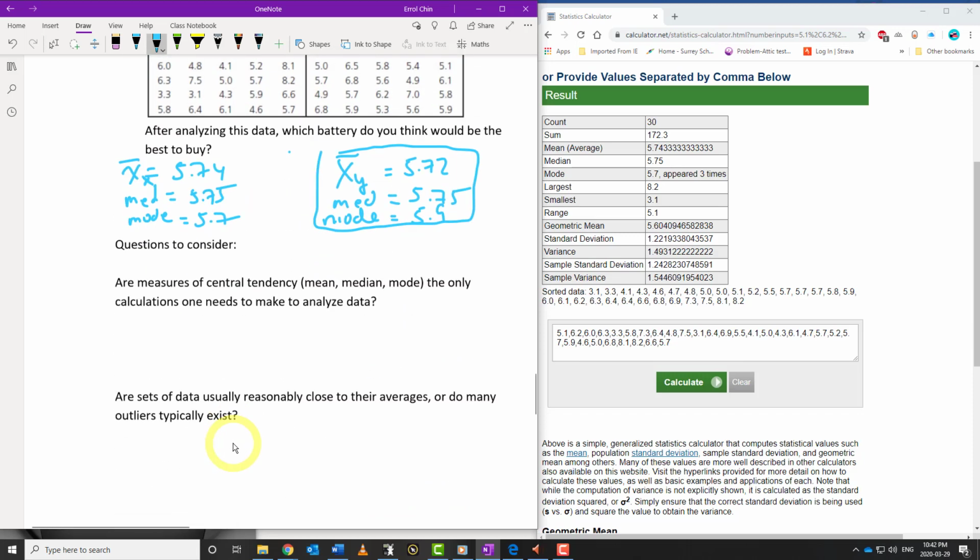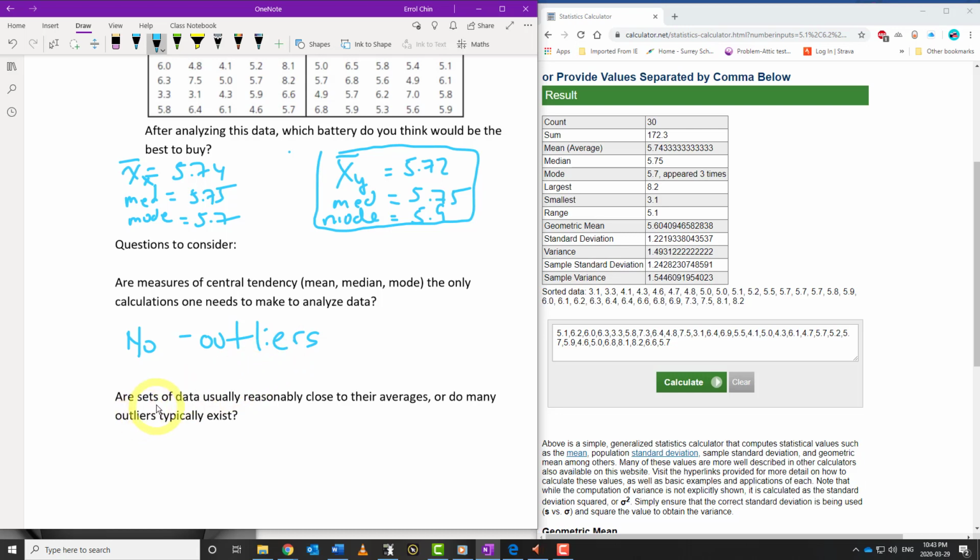I'm going to go down. It says here, are the measures of central tendency, mean, median, mode, the only calculations one needs to make to analyze data? The answer is no. Because you need to look at outliers. You need to consider numbers that shift the average up or shift the average way low. So crazy numbers that are really, really big or really, really small compared to the rest of the numbers.